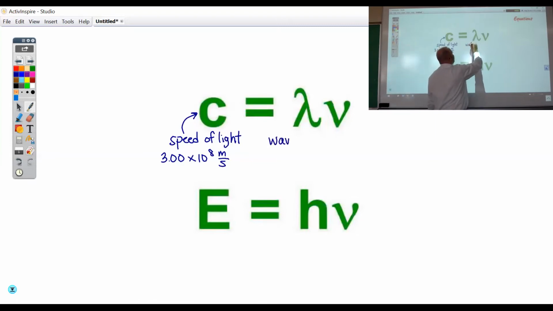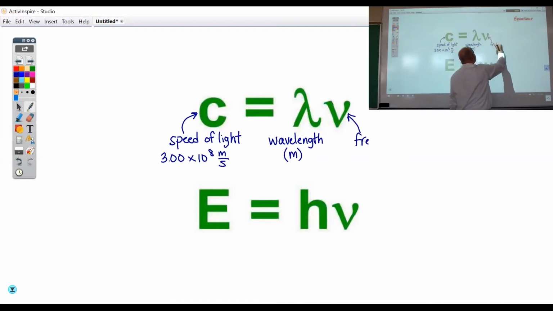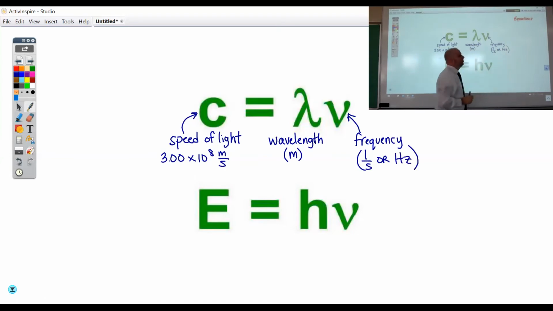We're going to talk about wavelength, which is measured in meters. And finally, we'll talk about frequency, which is measured in either 1/seconds or sometimes referred to as hertz. So frequency could be measured in hertz or 1/seconds. They're synonymous. They mean the same thing. By the way, this is a Greek letter. It's known as lambda. This is the Greek letter nu.